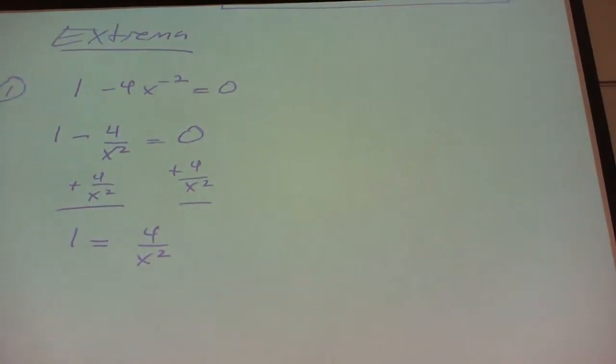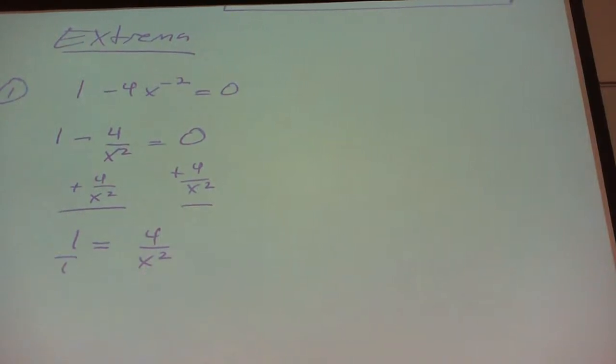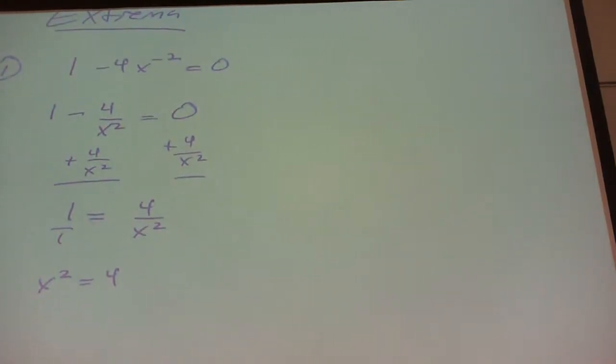Why does that work? What have I just created? I've just created a proportion. 1 is 1 over 1 equals 4 over x squared. How do you solve a proportion? Cross multiply. 1 times x squared is x squared. 1 times 4 is 4. X squared equals 4. Therefore, x is what? Positive or negative 2.